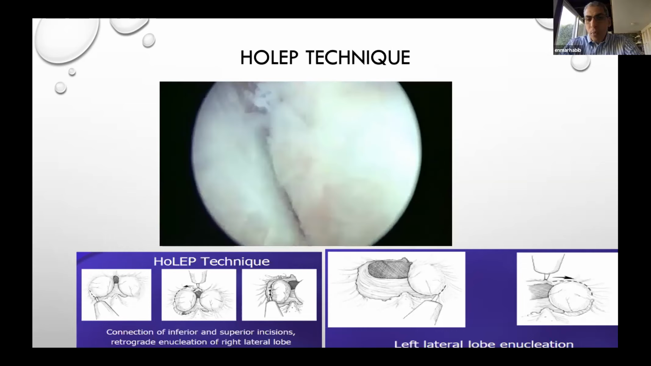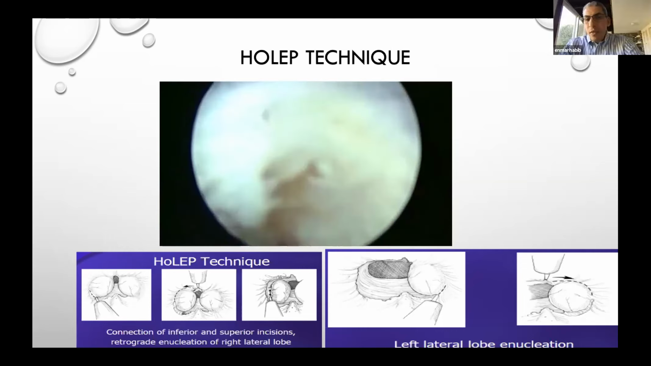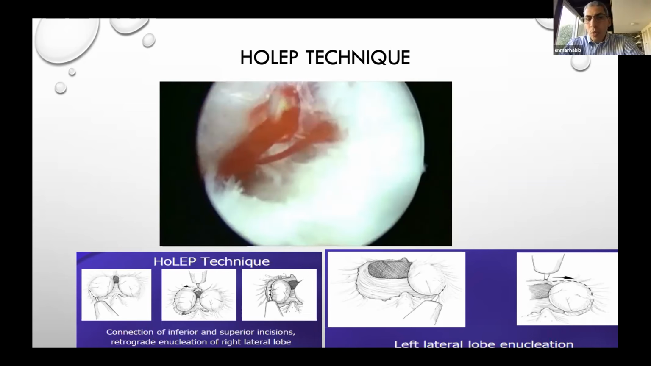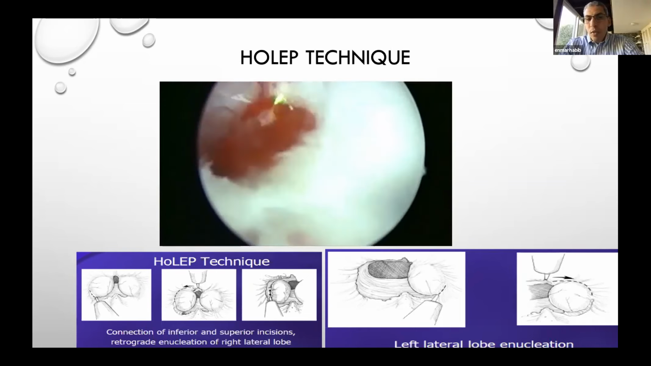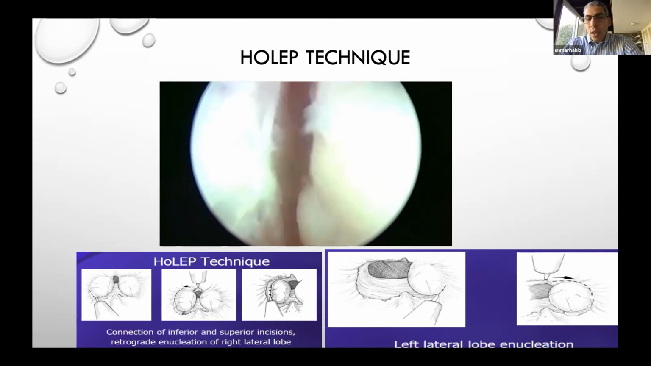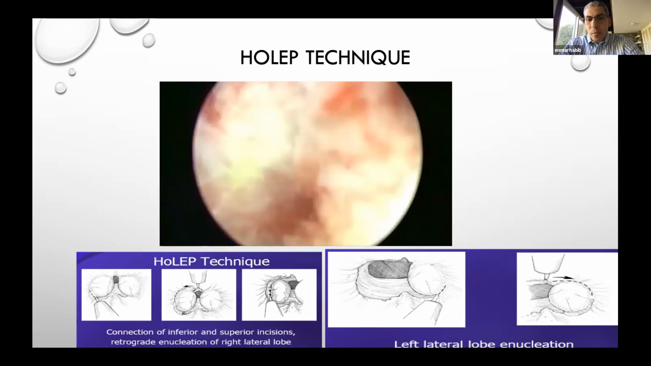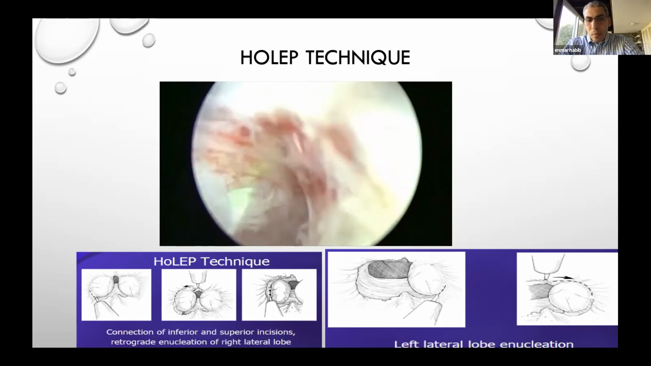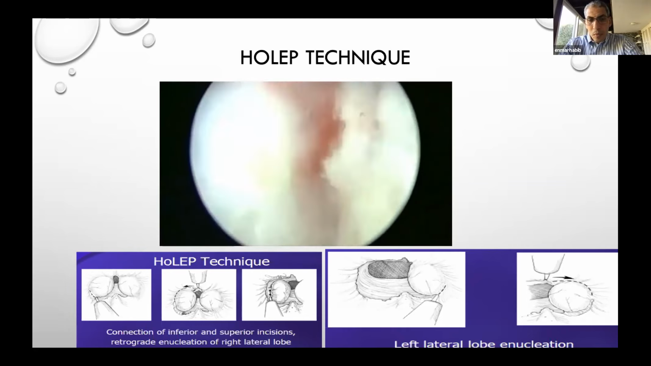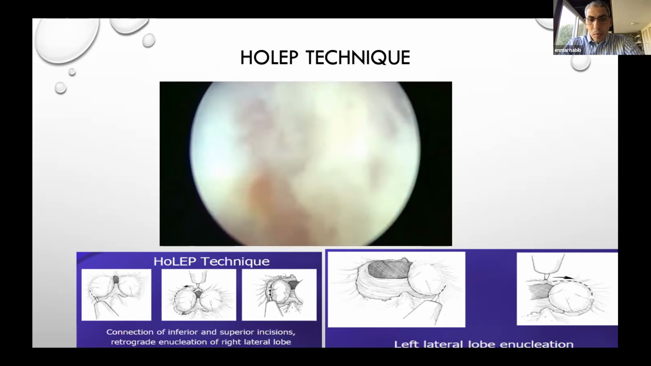When reaching the 9 o'clock position, we continue up to 1 o'clock. So we are passing above the anterior commissure, preparing for the enucleation of the other lobe. And if you are working on a small or medium-sized prostate, you can do it as a single lobe technique by going up to the 5 o'clock incision. So you remove all the prostate with only one incision at the 7 o'clock.